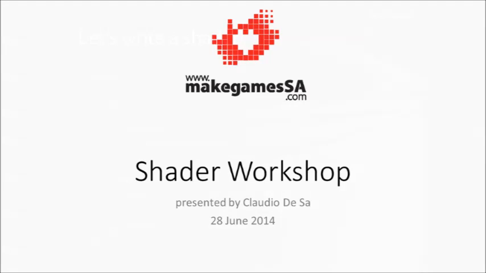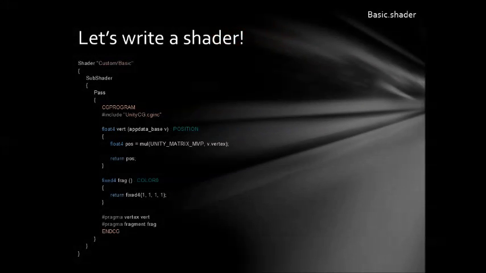Interested? If you take this and apply it to a material in Unity, and you put that material on an object, it will render in white. So you'll just have white. And I'll explain how it works bit by bit.